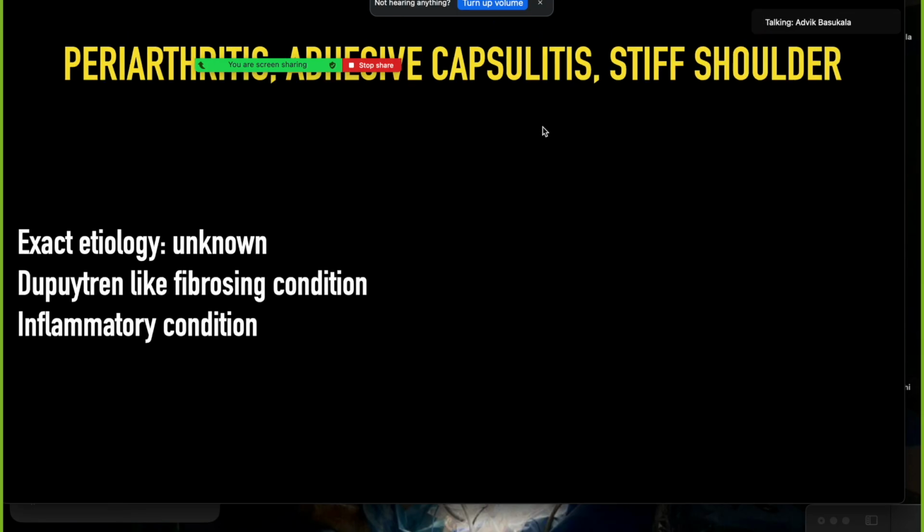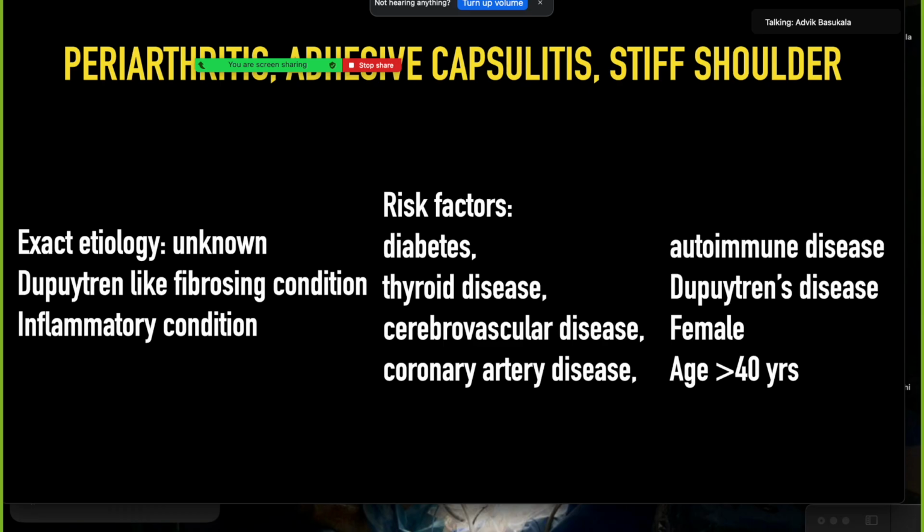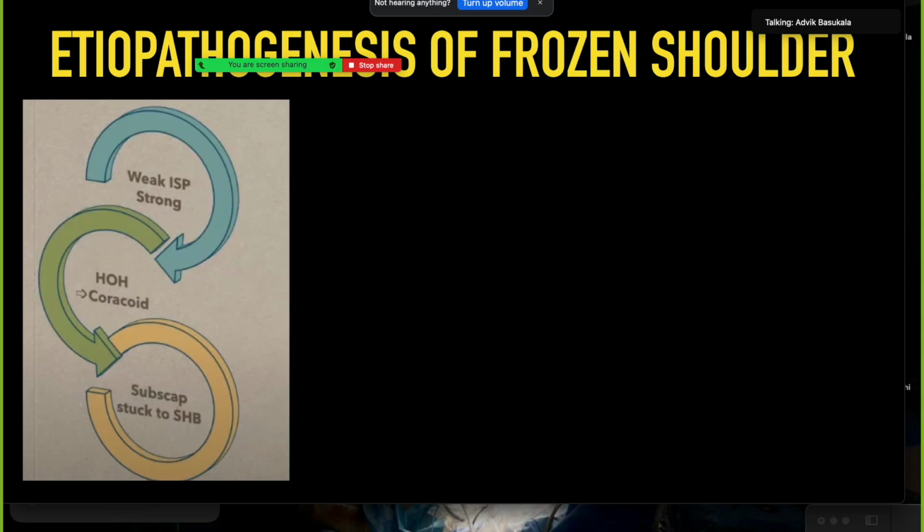And there are multiple etiologies. The classical frozen shoulder, which we all know, is idiopathic, and there are risk factors for this particular frozen shoulder. The risk factors are diabetes. Diabetic patients very commonly get frozen shoulder, and they do not have good results. Thyroid disorder, CVA patients, CAD patients, autoimmune disease, Dupuytren's contracture disease, female patients over age 40. These are all risk factors for frozen shoulder. But mind you, frozen shoulder is always idiopathic. So why did this frozen shoulder actually happen? To know this, we have to know the etiopathogenesis.